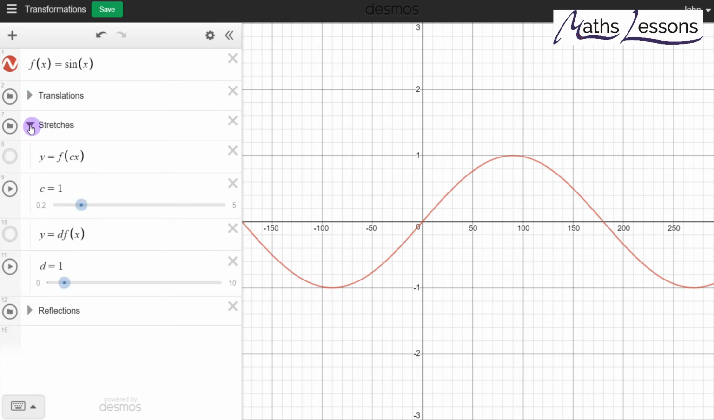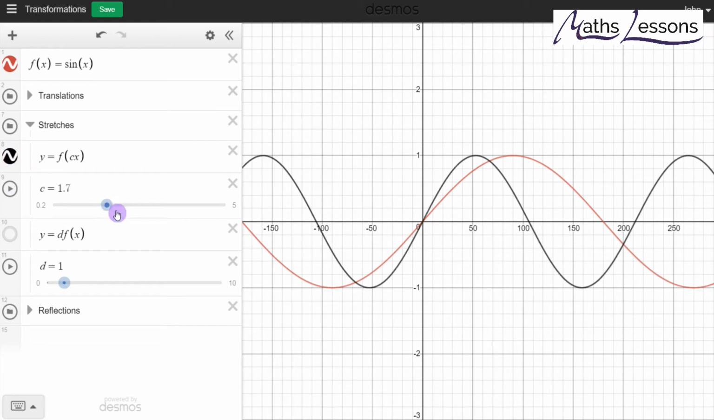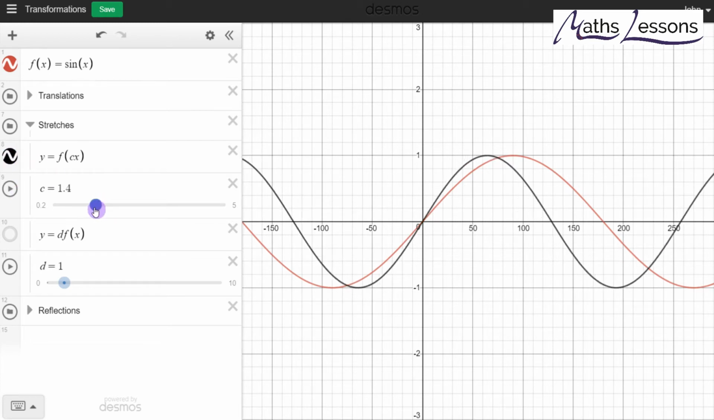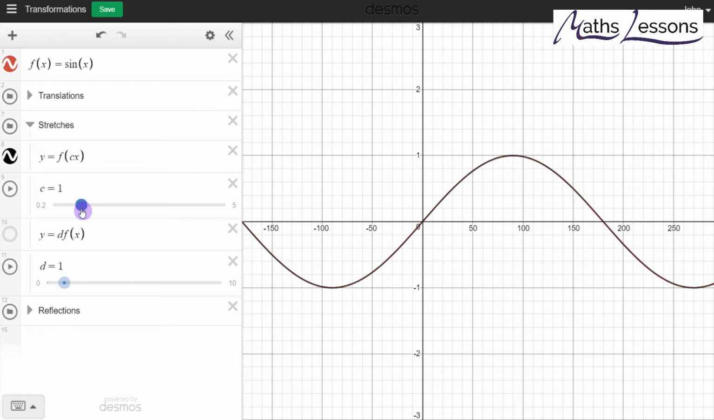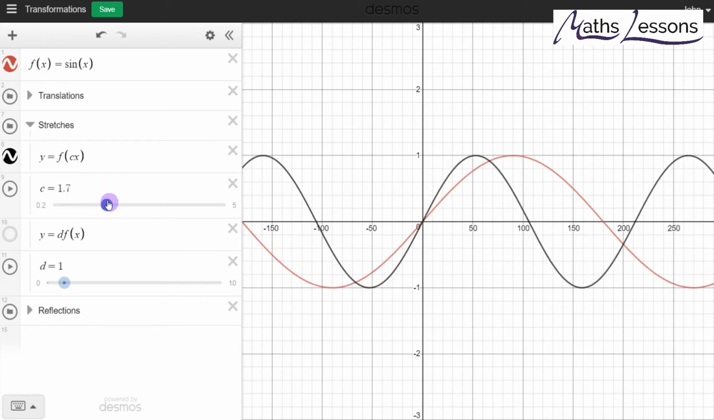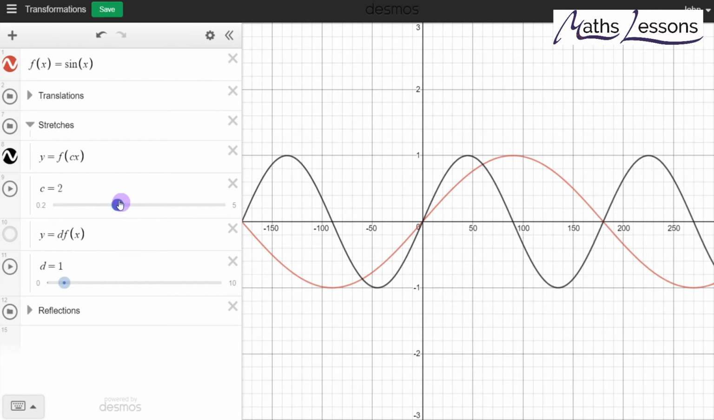And if we look at the stretches, okay, so if I have f of c times x, so if I times the x value by a value, look what happens to the graph. Let's go back to 1. So it's times by 1 doesn't change anything. But if I times it, you notice it bunches it up. Okay, so we've got a stretch here.